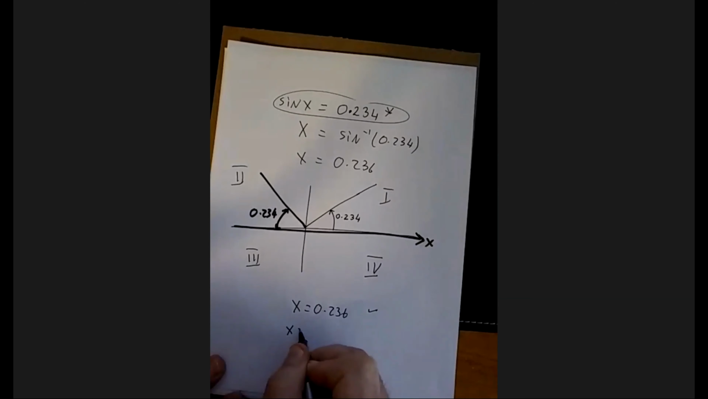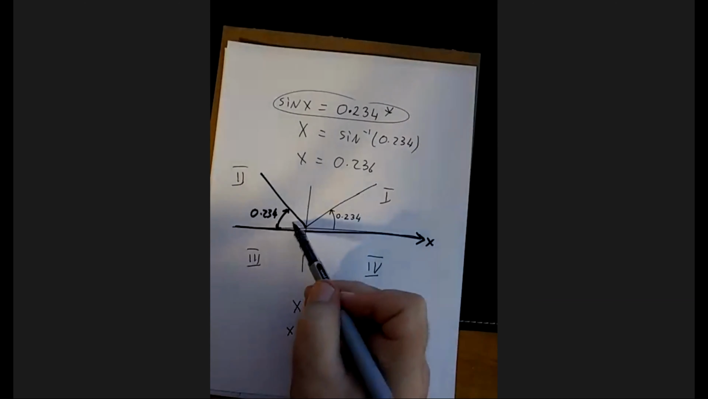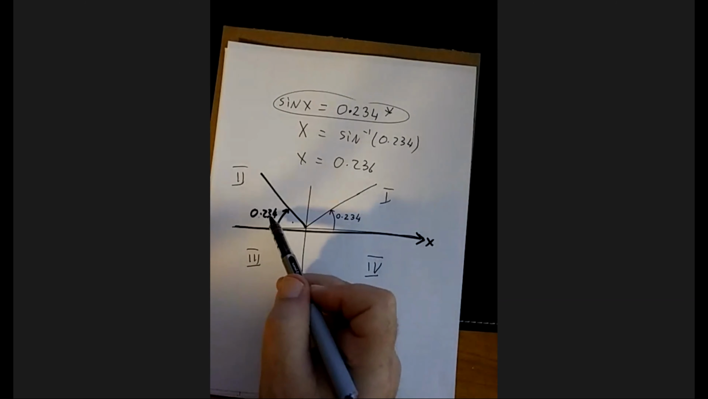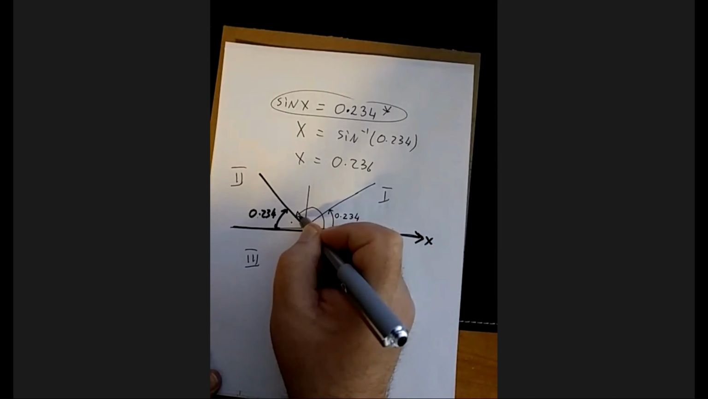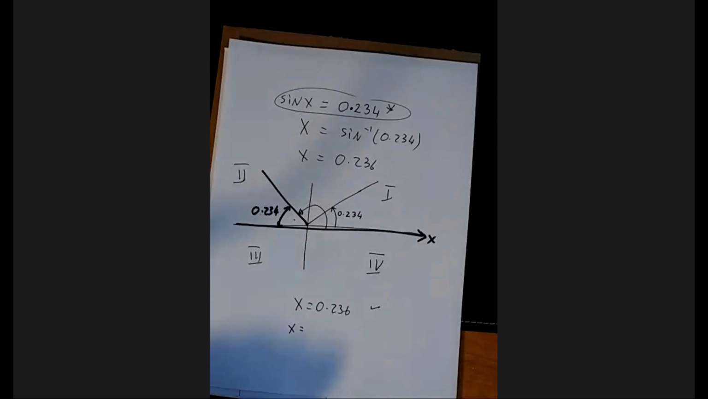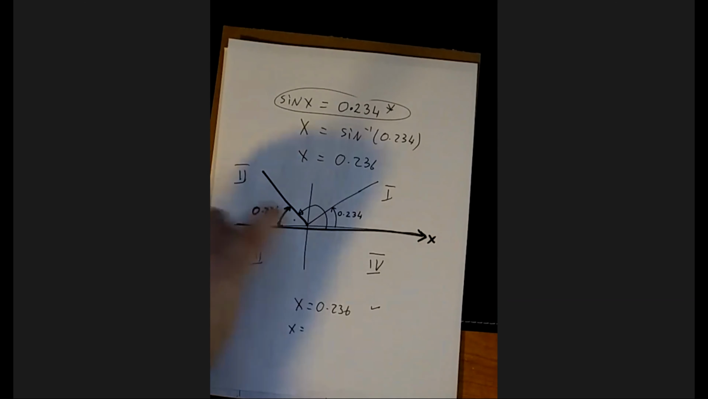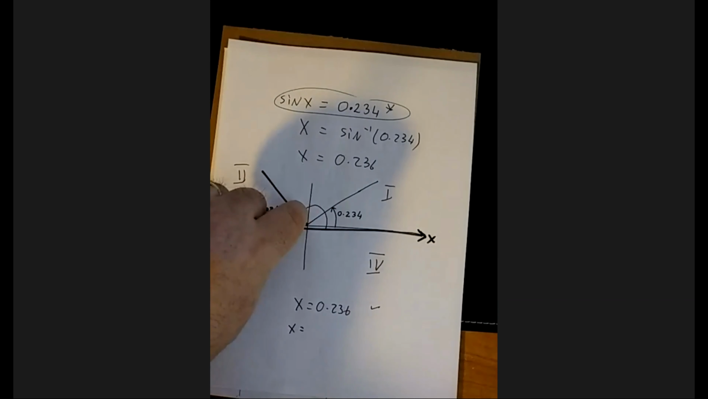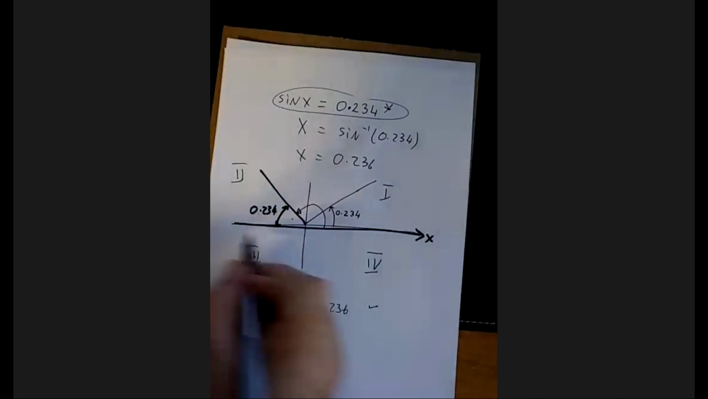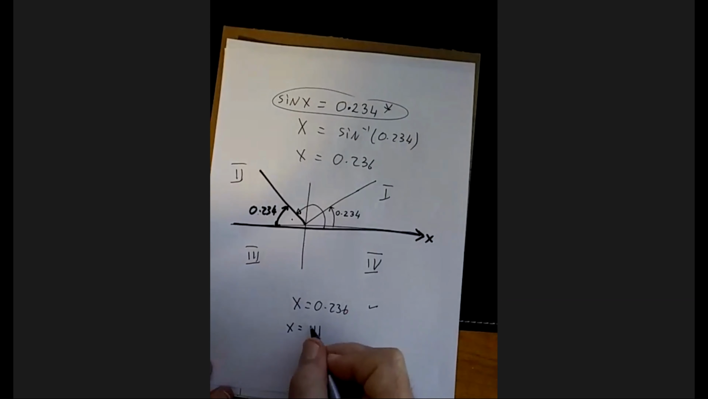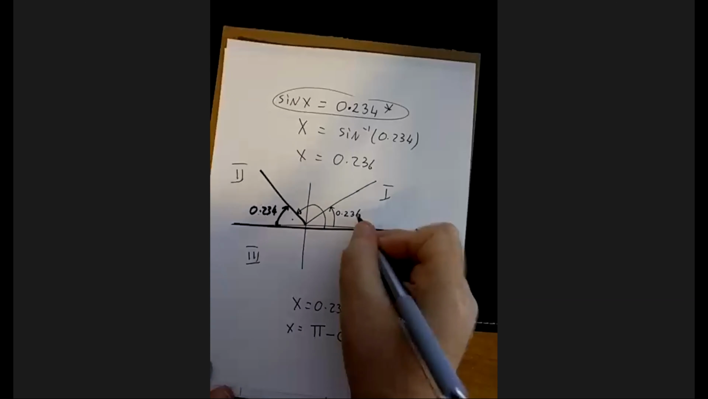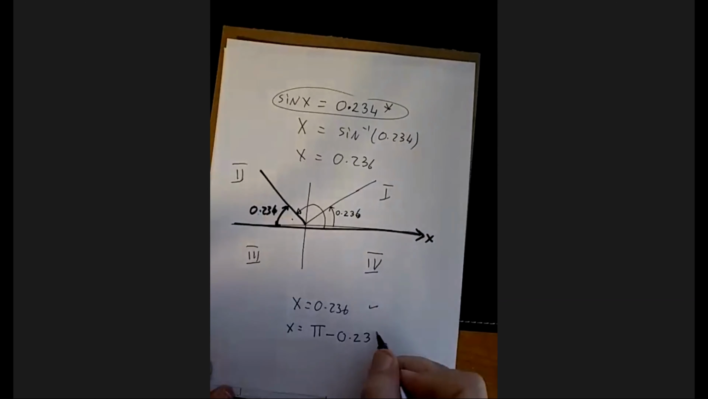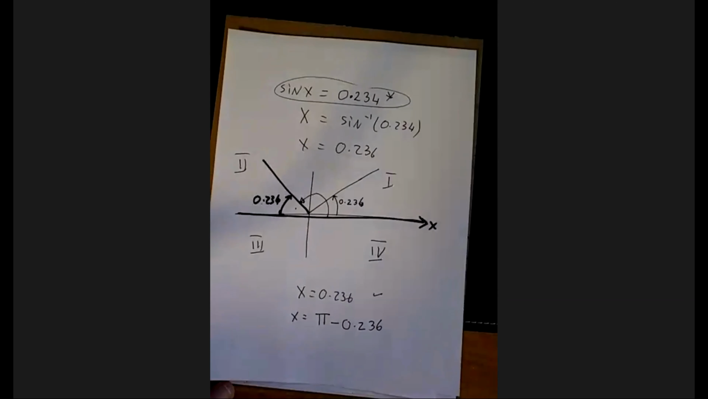Now, how do you find the second one? Its reference angle is 0.234, but the one that we want is this angle, right? So if I know this is 0.234 and I want to find this angle, what do I need to do? Well, pi take away 0.234. It's 0.236. And you might say, why pi?